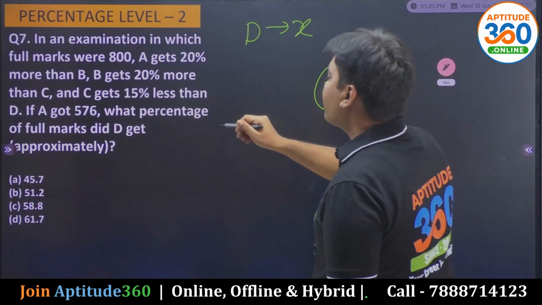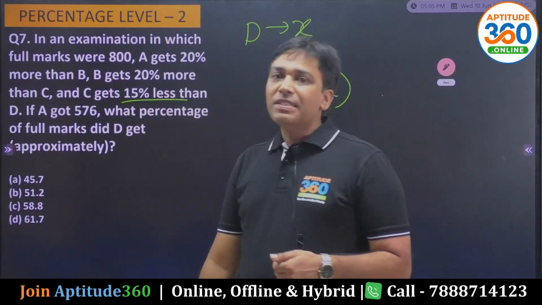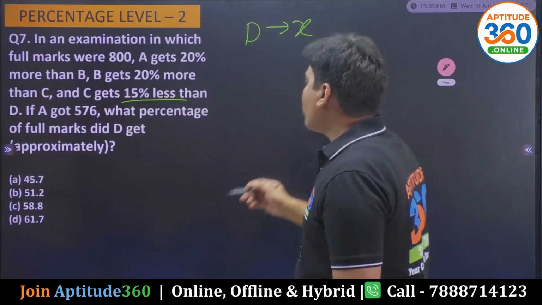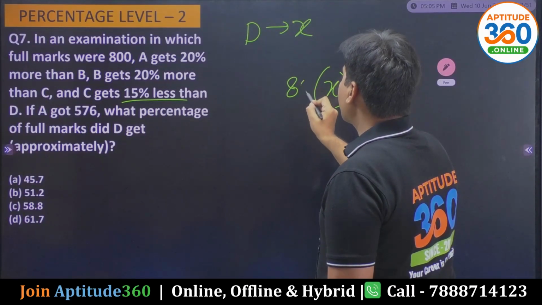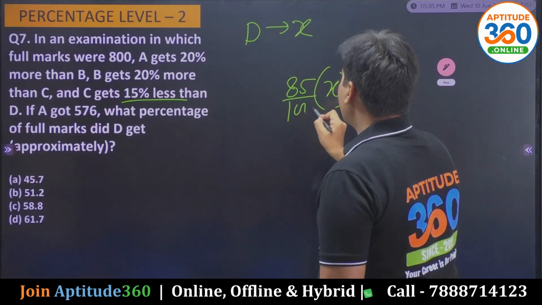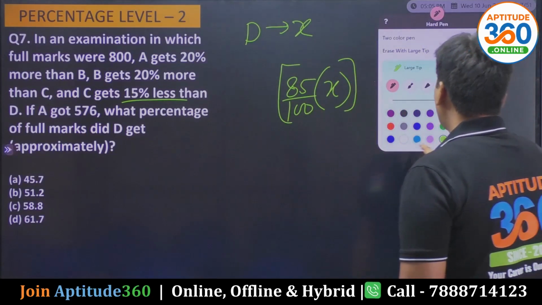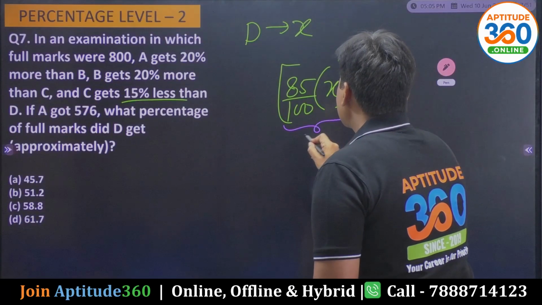And C gets 15% less. So if C is getting 15% less, C is getting 85% of D. So what does 85% of D mean? 85 divided by 100, that is a multiplying factor. So this is how much C is getting.